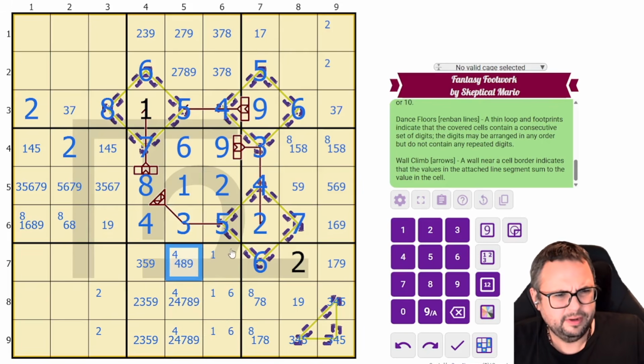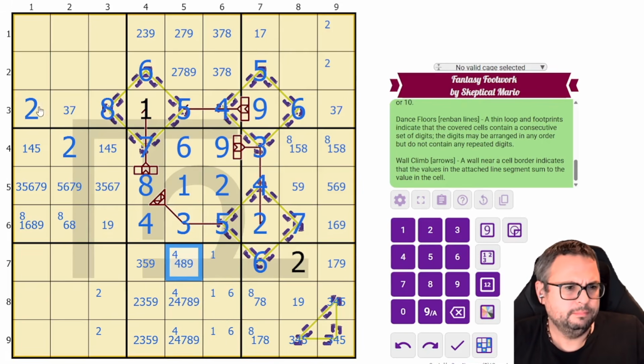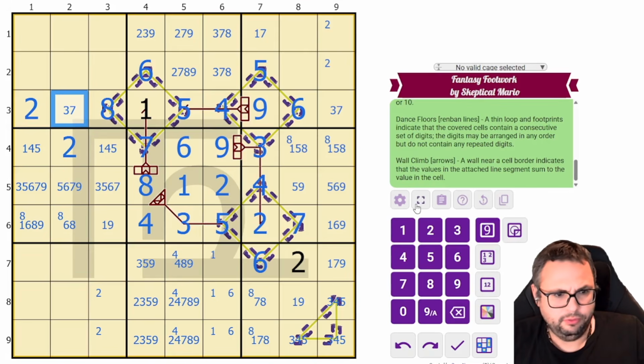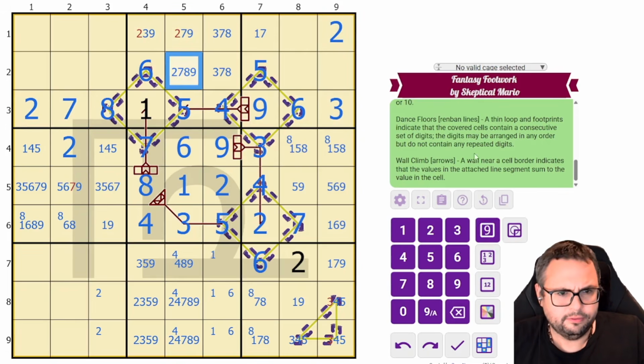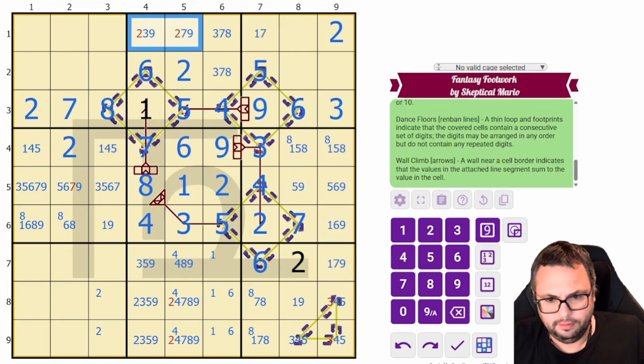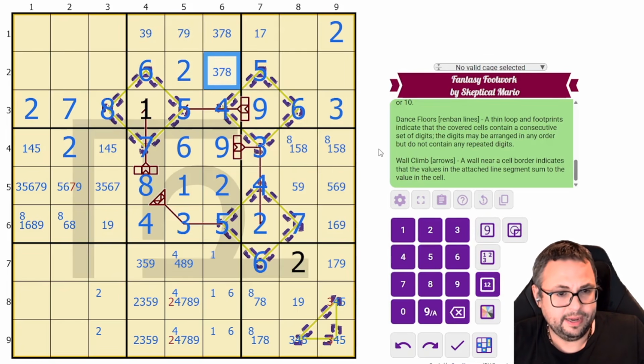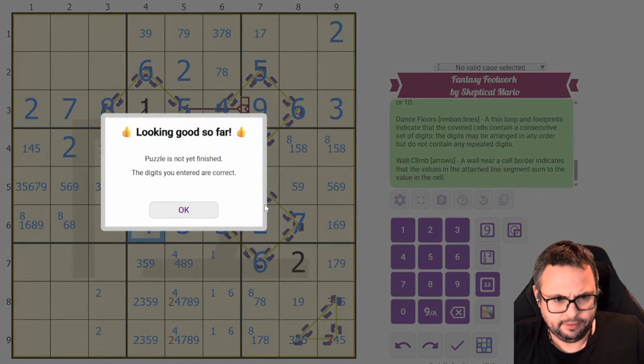Still seems... Oh, this 3, 7 is next to a 2. How about I fill in that as a 7, not a 3? There we go. That'll be better. So that 3 puts that 2 up there. So that 2 goes there, which now makes that not a 3. Okay, much better. Everything's good so far, right?